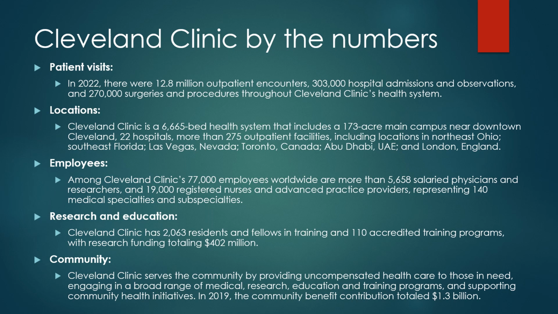Location: Cleveland Clinic is a 6,665 bed health system that includes a 173-acre main campus near downtown Cleveland, 22 hospitals, more than 275 outpatient facilities, including locations in Northeast Ohio, Southeast Florida, Las Vegas, Nevada, Toronto, Canada, Abu Dhabi, UAE, and London, England.